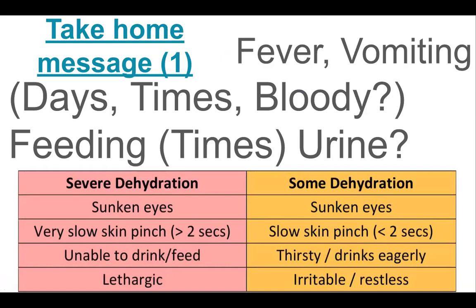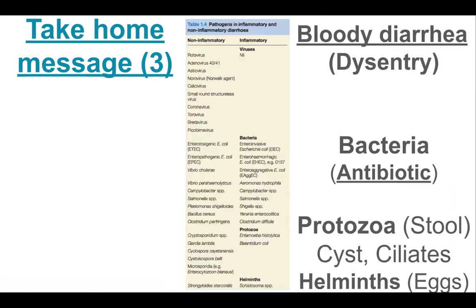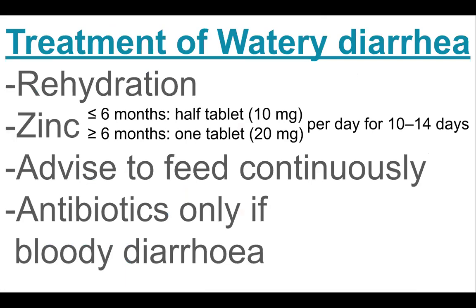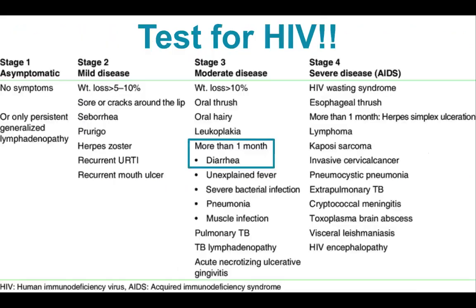So the first take-home message is remember to ask questions in diarrhea and remember to evaluate the degree of dehydration. And then different diarrhea has different etiology. Remember to check the stool and only give antibiotic in dysentery. And for the dehydration, remember to give zinc, and antibiotic only if bloody diarrhea. And praziquantel for schistosomiasis. Remember to check stool in persistent diarrhea, and remember to test for HIV. Thank you.